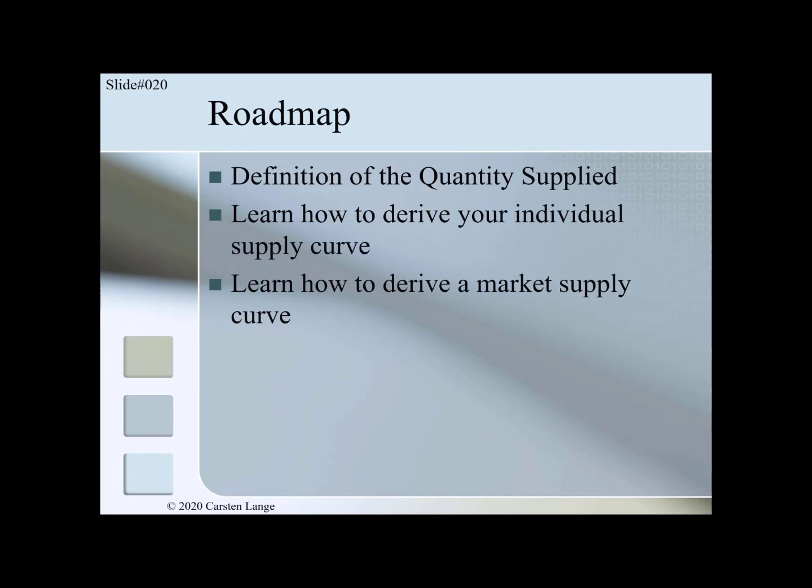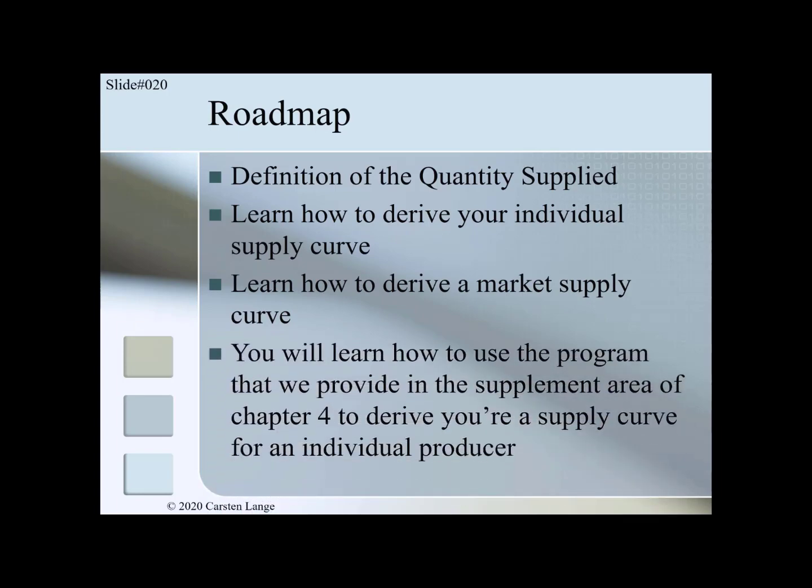At the end of this segment, we will introduce the program to derive a supply curve when data are given. The program is provided to you in Chapter 4 in the supplement area.